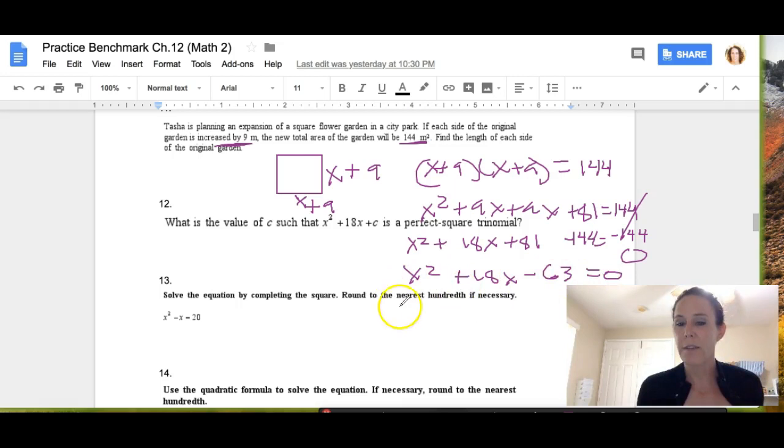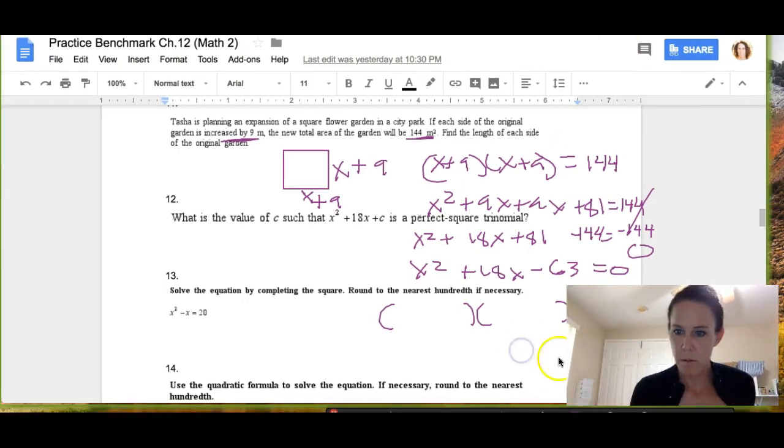Now let's see if I can factor. That would be super awesome if this factored. And let me move this over so I'm not in my face space. Okay, that didn't help. No. This is equal to 0. All right, so let's go ahead and factor this. The first term goes here and here.